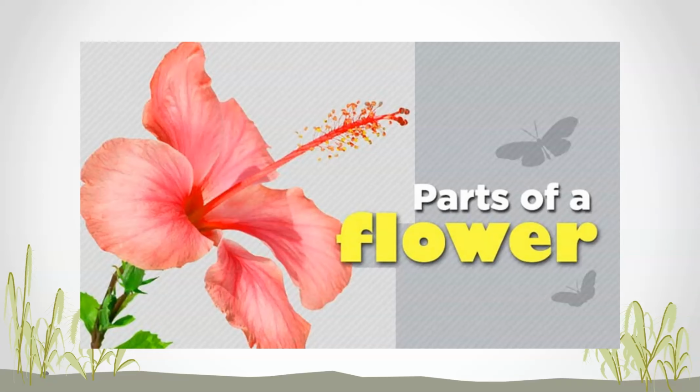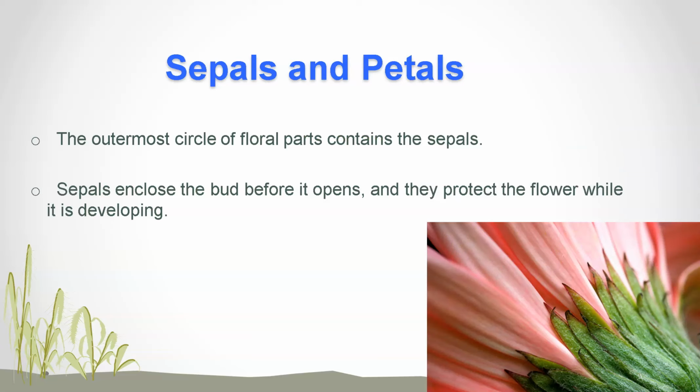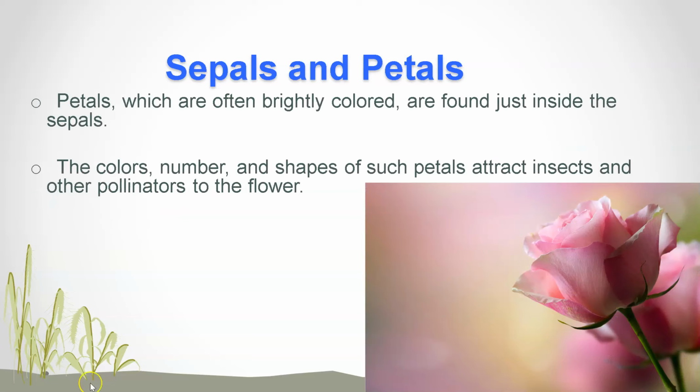But flowers have a purpose. They're not only beautiful, but they have a purpose, and they have an organization too. So let's go through the organization of a flower. Sepals and petals. The outermost circle of floral parts contains sepals. Here are some examples of a sepal. The sepal encloses the bud before it opens. If you have a lot of buds on a plant, it's about to bloom and have all these beautiful flowers, and the sepals protect the flower while it's developing. Petals, which is where the color comes from, are often brightly colored. But why is that?